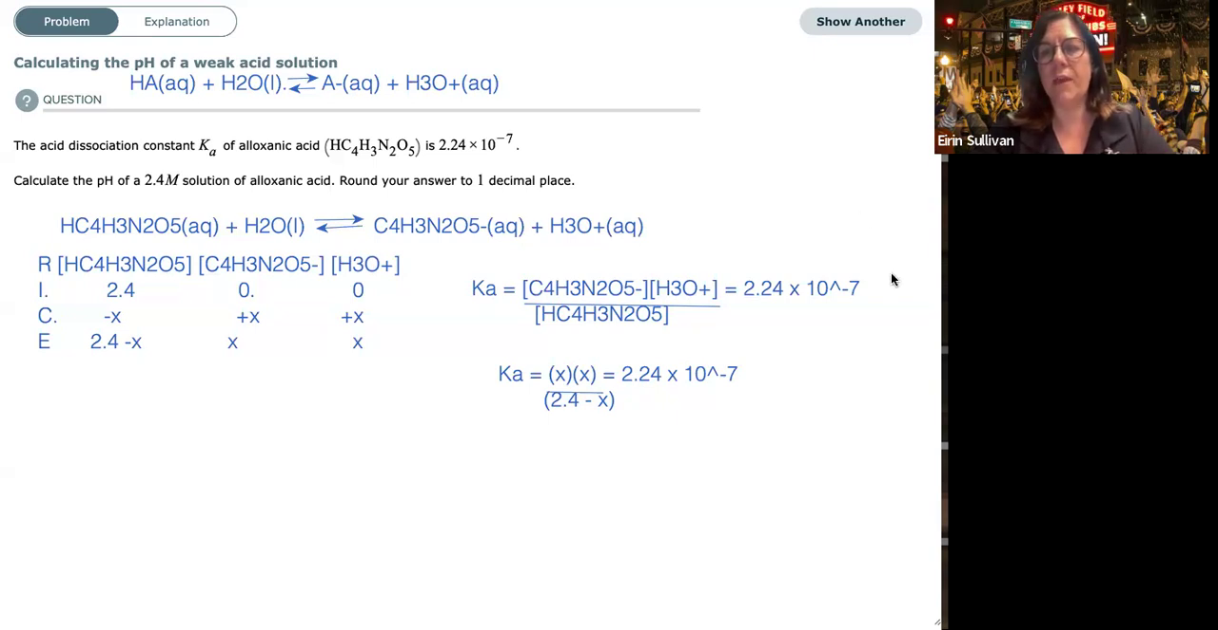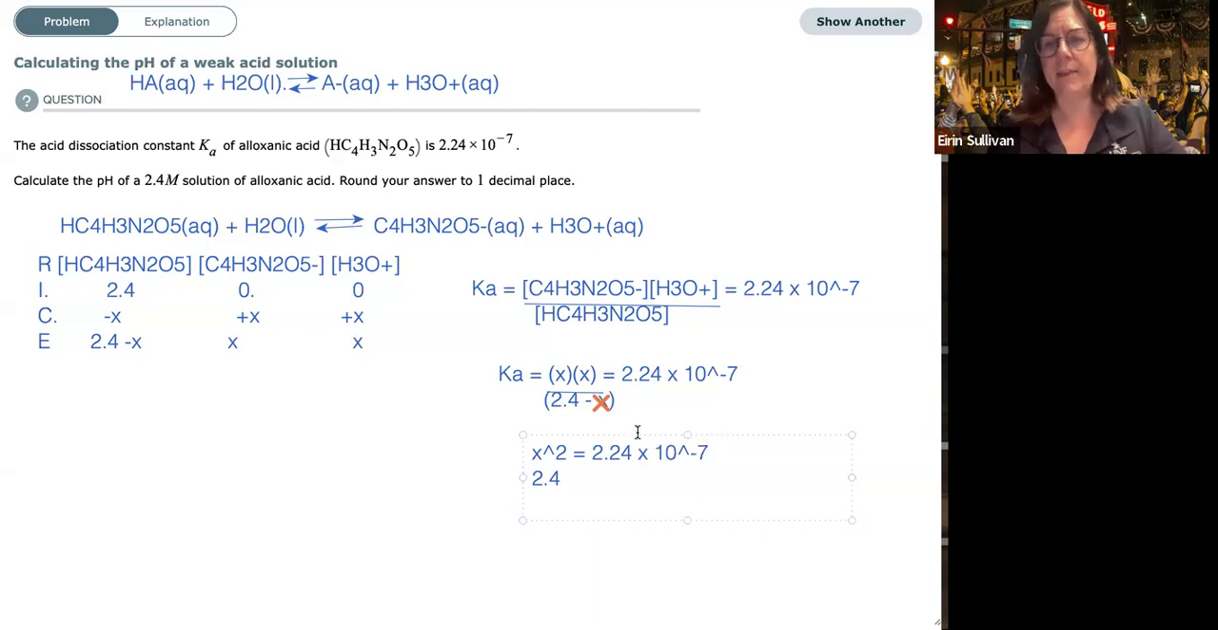So we're going to do what's called the x is small approximation, which is going to be your friend for getting through these problems really speedily. If we assume x is small, we can get rid of that minus x. And then this rearranging and solving for x gets really easy because we just have x squared on the top divided by 2.4 equals a number, 2.24 times 10 to the power of -7. And that's a very easy rearrange and solve.